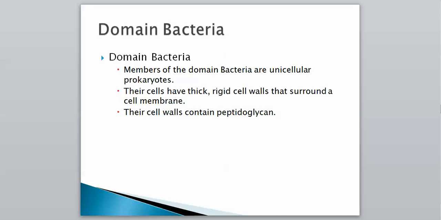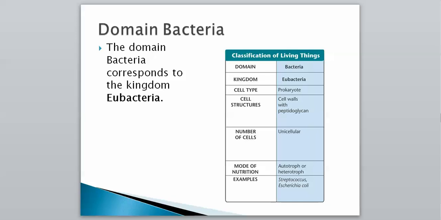Some specifics about the domain Bacteria. This group is unicellular prokaryotes. They have thick, rigid cell walls, and their cell walls contain peptidoglycan. Those are just some of the characteristics associated with bacteria, and again, it corresponds to the kingdom Eubacteria. And here is again what I just said. It has the domain, kingdom, cell type, cell structures, number of cells, mode of nutrition, and examples. And I'll give you this chart on your note sheet, so don't worry about that.